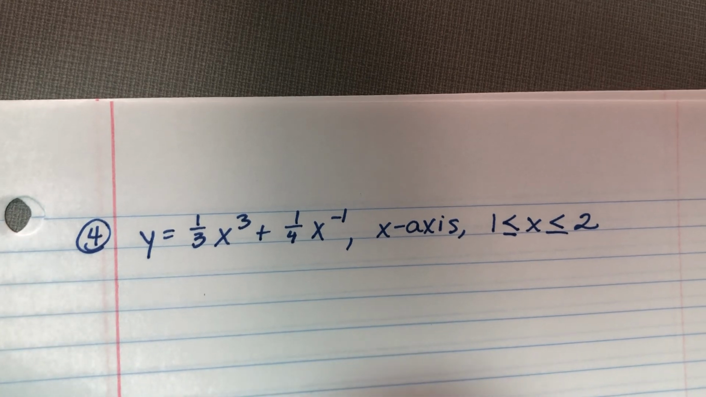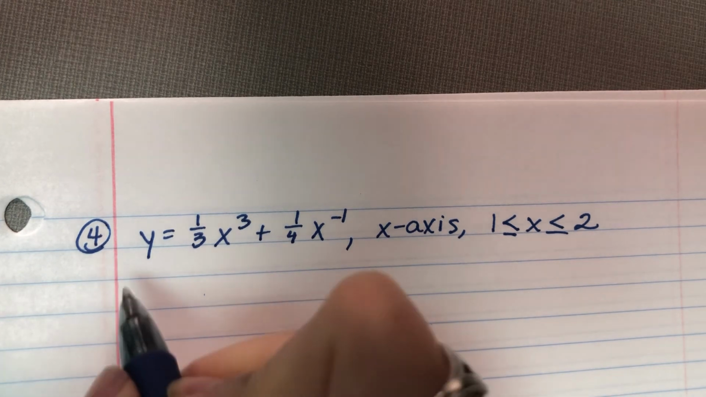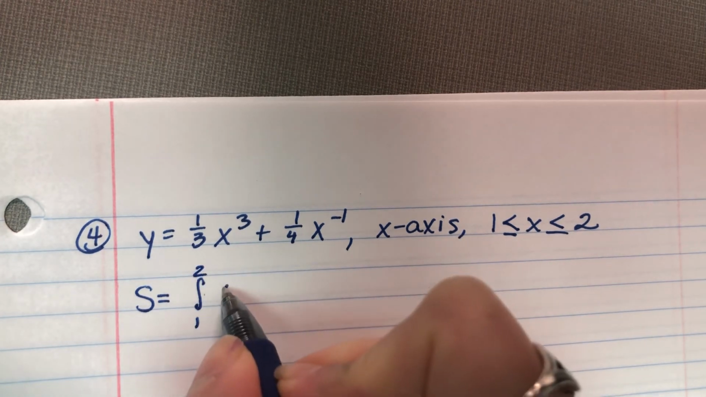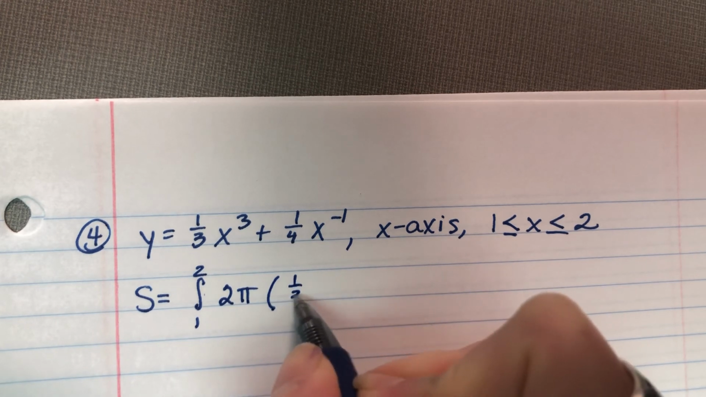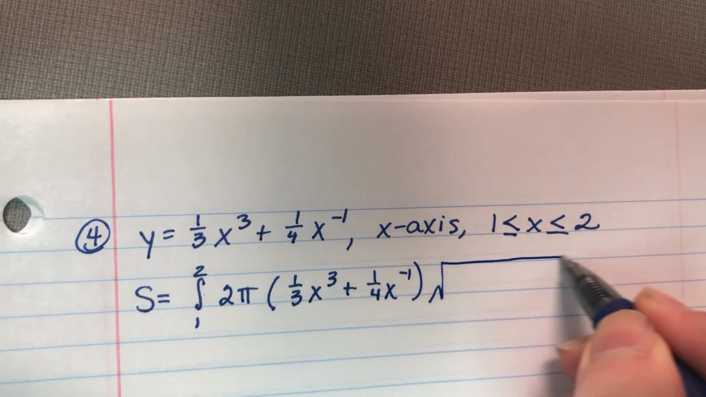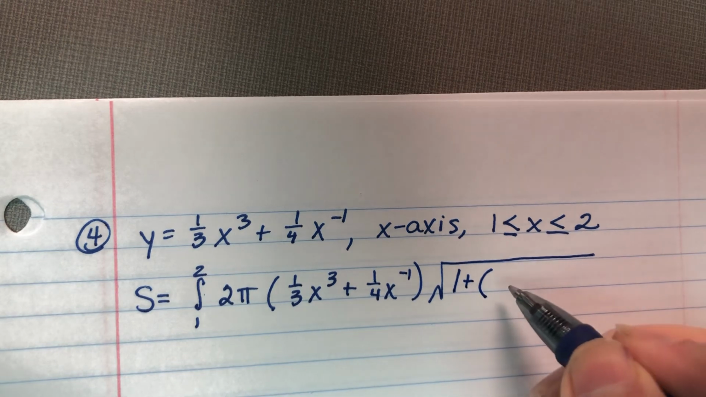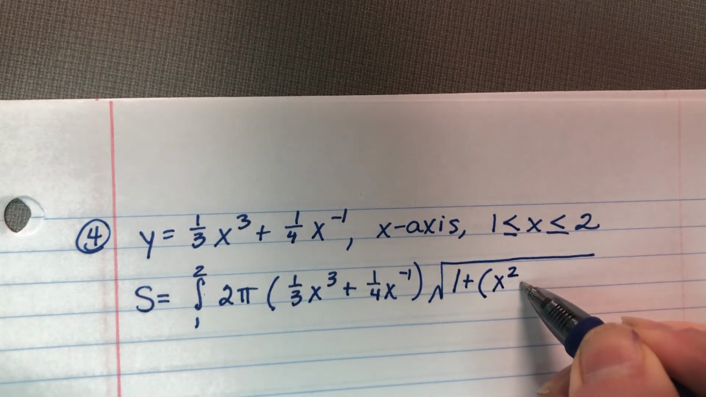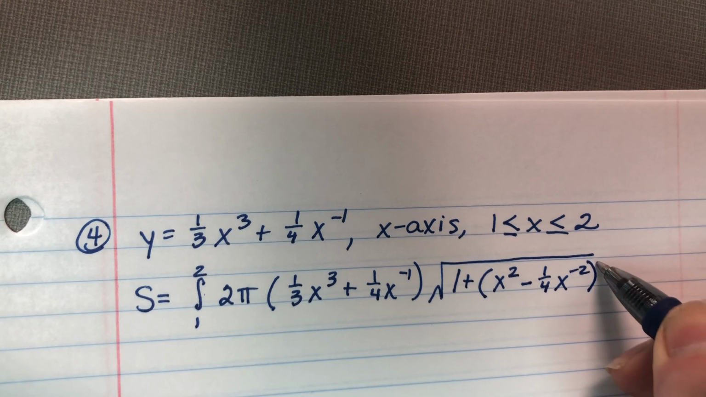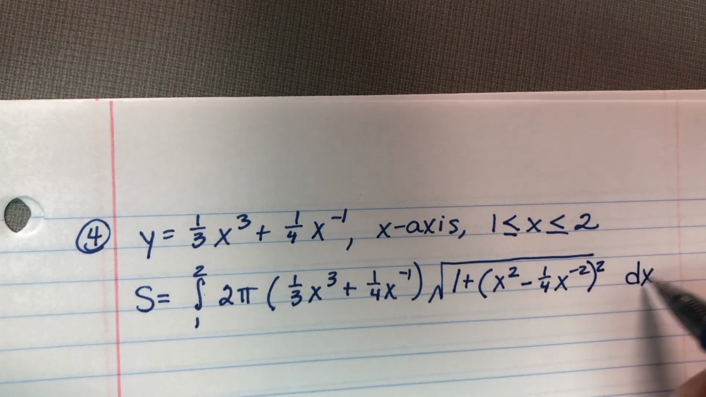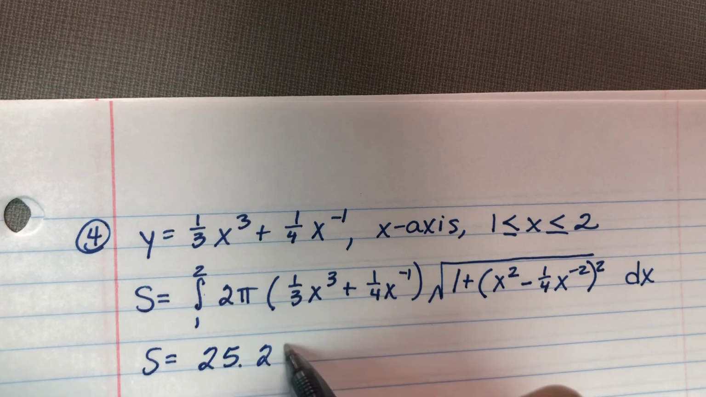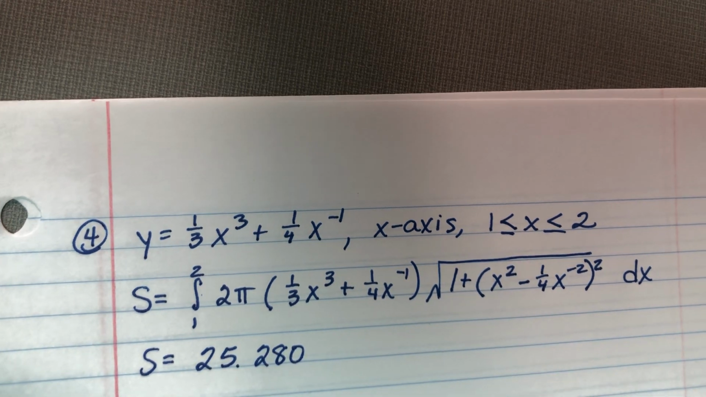Okay. I'm going to assume that you have returned after trying this problem on your own. Let's see if you got it set up right. The integral from 1 to 2, 2 pi times 1/3 x cubed plus 1/4 x to the negative 1 power, square root 1 plus the derivative, which was x squared minus 1/4 x to the negative 2nd power, all raised to the 2nd power, dx. Okay, so when you put that in your calculator, you should have gotten 25.280. I hope you got that one right.